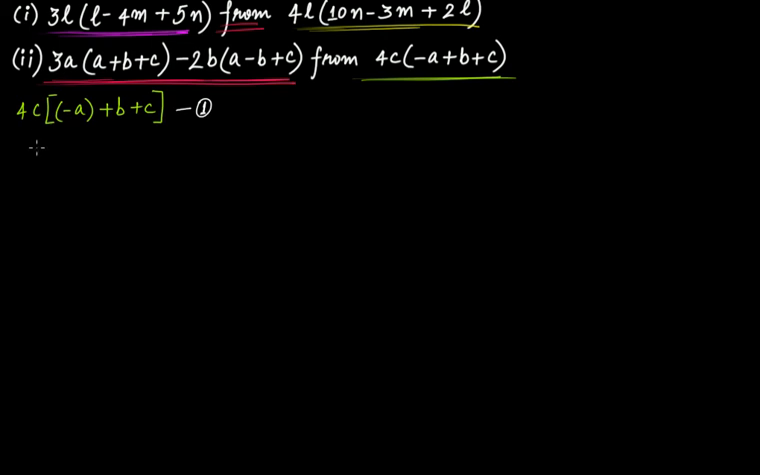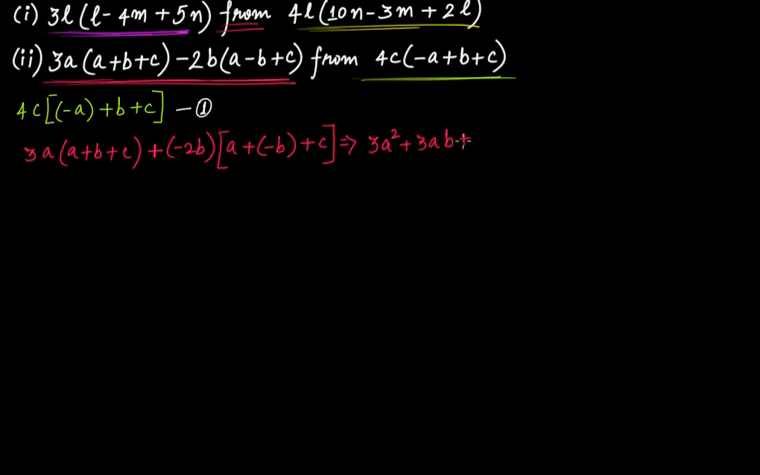Now let's deal with this one. This is 3a times the bracket plus b plus c. Then you have, this is plus, put this in the bracket, minus 2b, then a plus minus b plus c. Okay, now if you solve this, you will get 3a multiplied by a means what? 3a squared. 3a multiplied by b means 3ab plus 3a multiplied by c means 3ac. Then plus sign here. This is minus 2b. So minus 2b multiplied by a means minus 2ab. Okay, you can write 2b minus 2ba also if you want. Both are the same thing.